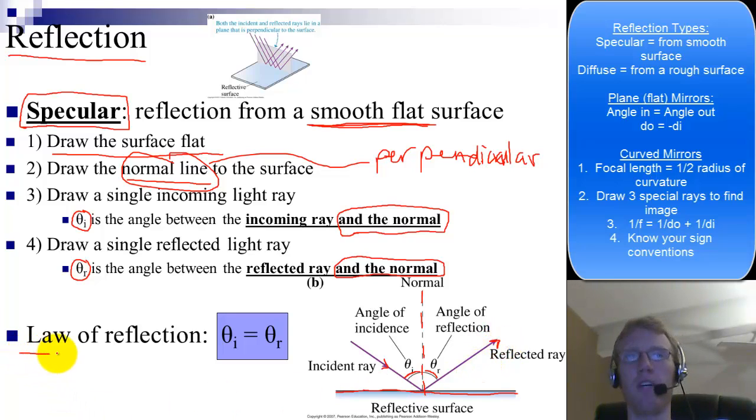So the law of reflection is very simple. It's probably something that you already knew or could easily assume. That is, the angle in equals the angle out. So when you bounce off of something, the angle that you come out with relative to normal is equal to the angle that you went in with relative to normal.